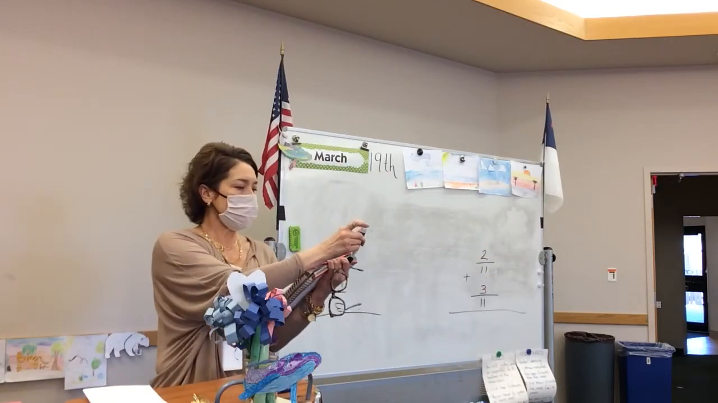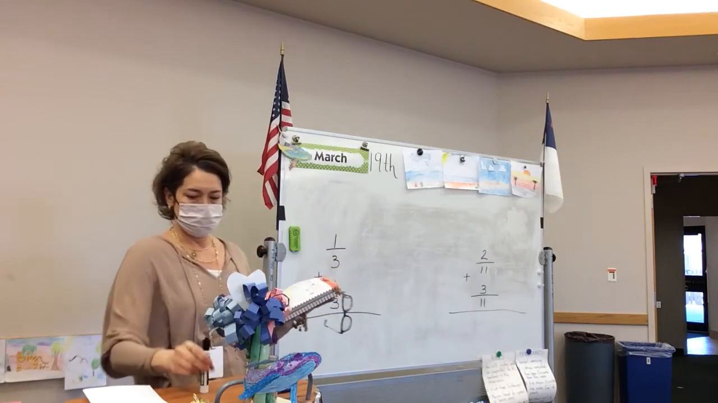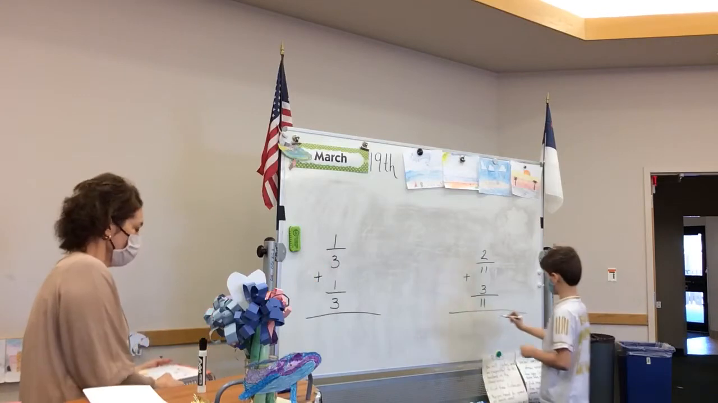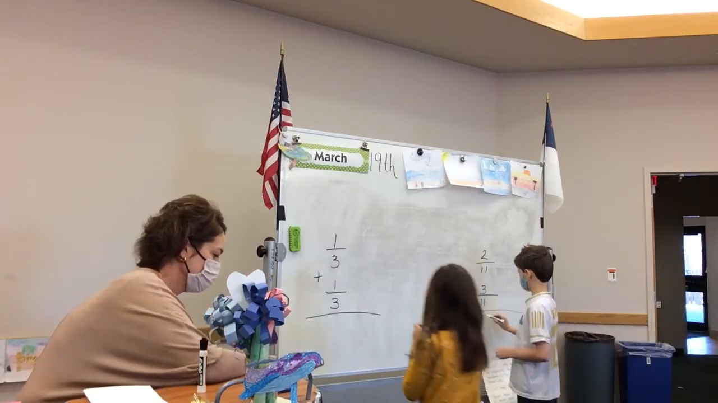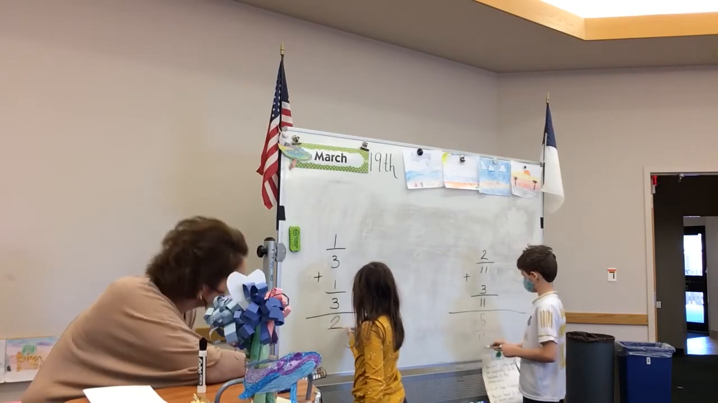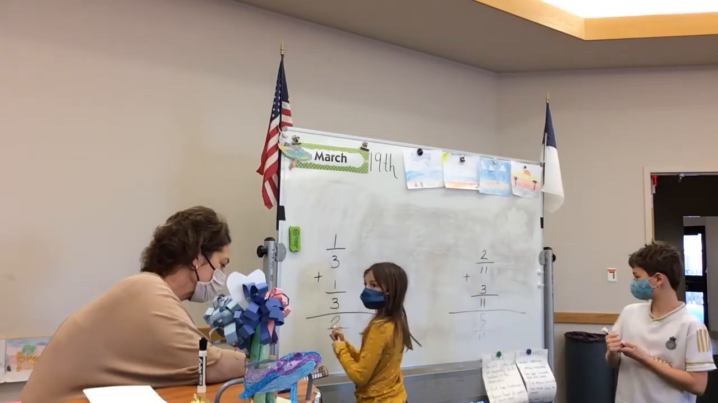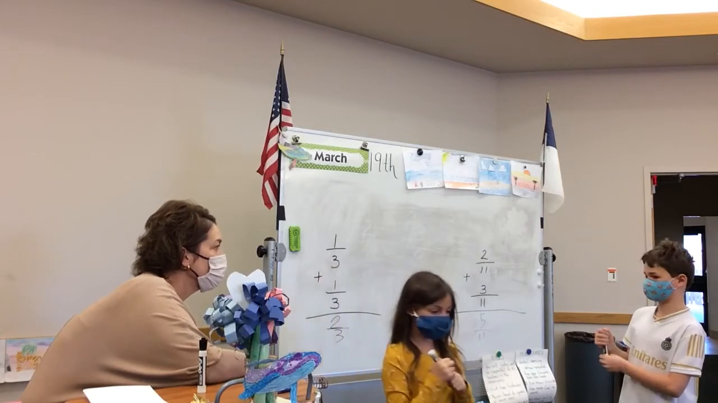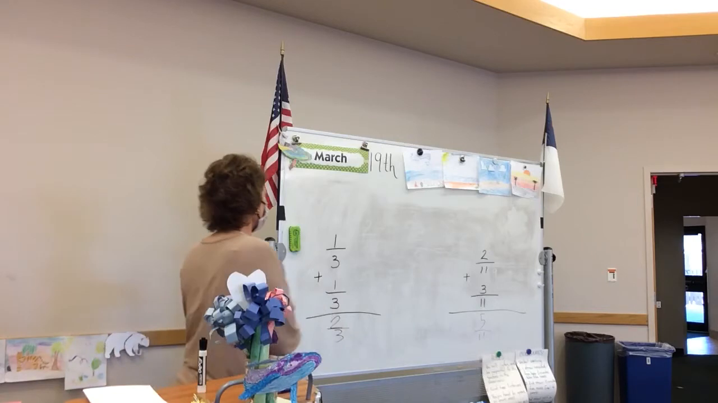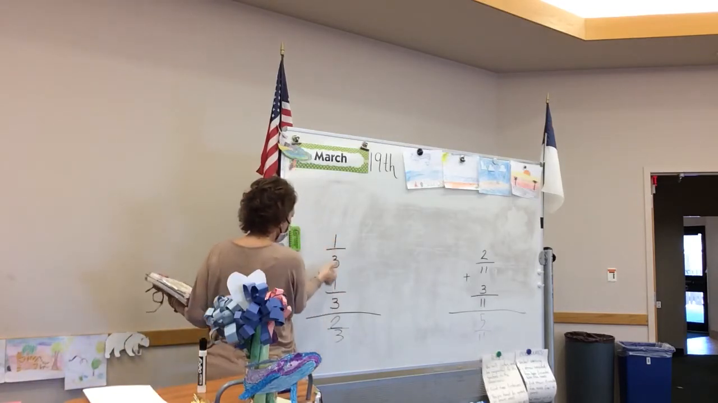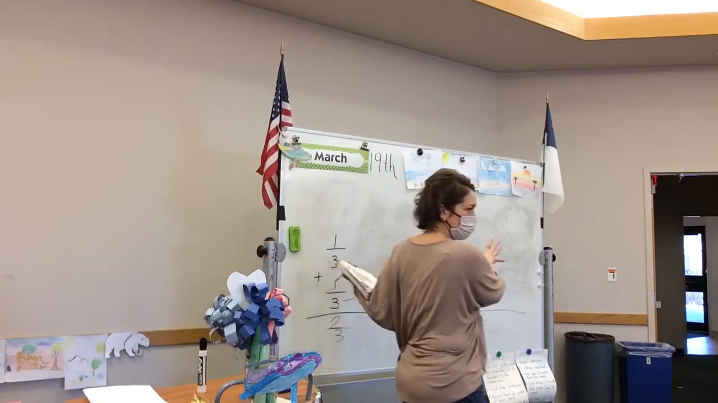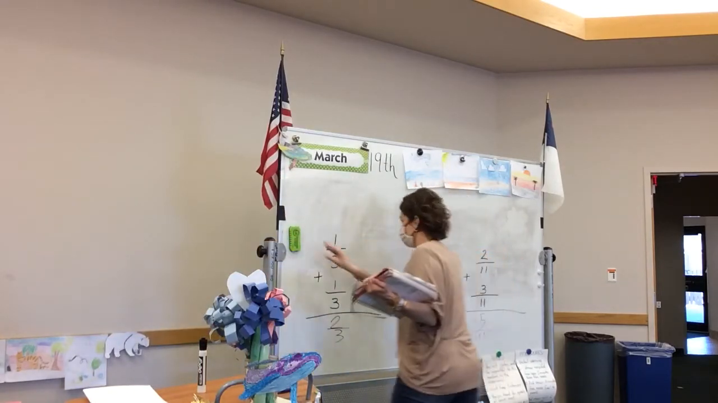Owen and Ella. How would you say your equation? Owen. 5/11. That's right. And how about you, Ella? 2/3. 2/3. Very good. So they added the numerators, kept the denominator. Same concept, just looks a little different. Questions?